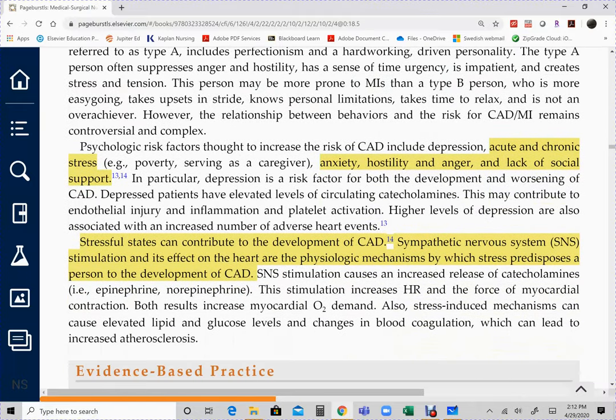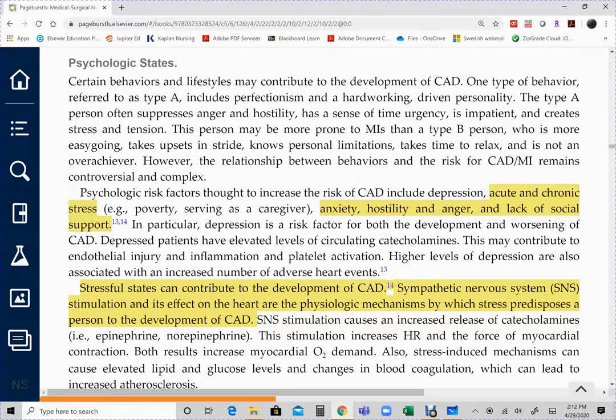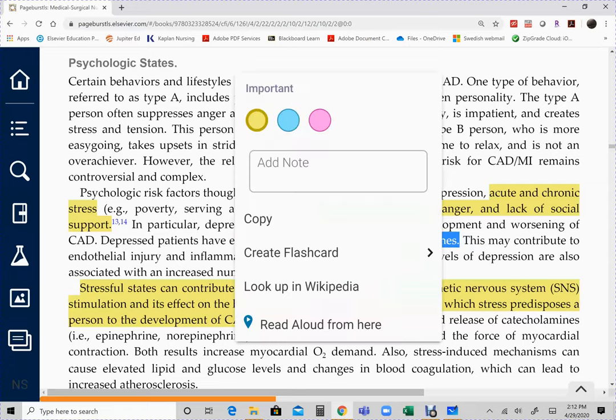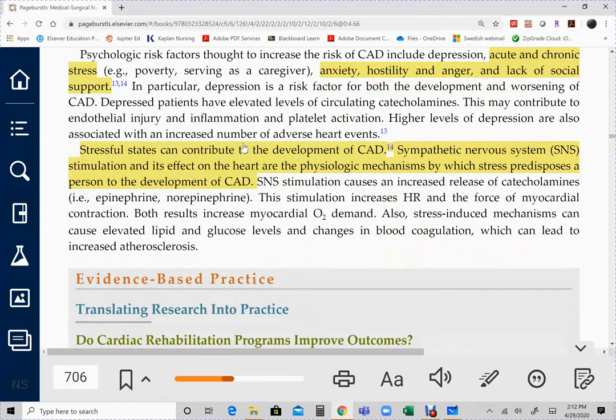Psychological states. We discussed in chapter 32 that chronic exposure to stress, so this will be people with type A personality, for instance, those with emotions like anxiety, hostility, anger, lack of social support, so this will be depressed individuals, for instance. All of these trigger the stress response, right? So these patients will have elevated levels of catecholamines. Catecholamines are your epinephrine and norepinephrine. So as stated here, stressful states can contribute to CAD because you have a lot of stress hormones.